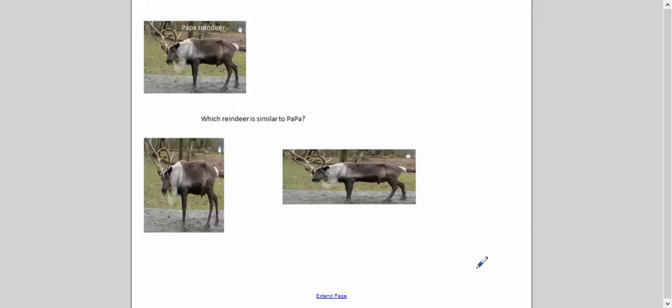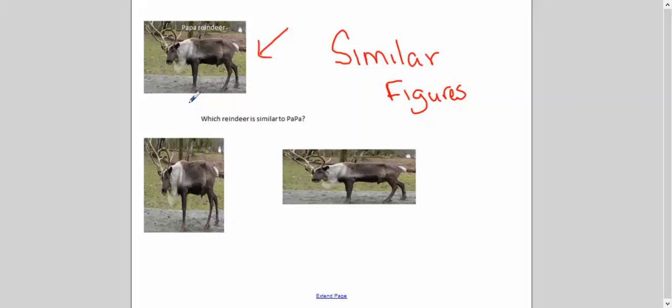Okay, welcome. Today we're going to talk some more about similar figures. So, in these pictures, we've got Papa Deer, Papa Reindeer. Come on, it's Christmas. And we're looking at these two pictures, and we want to look at this one, and do either of those look like they have the same shape, but different sizes?